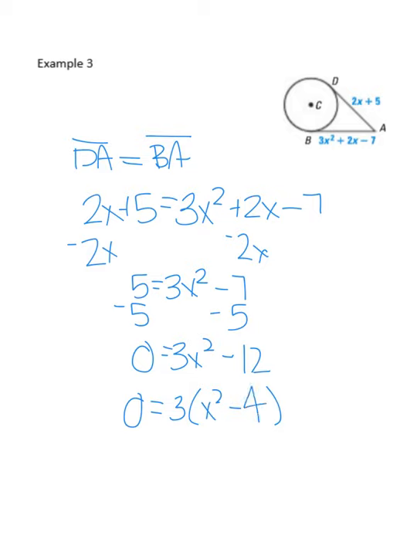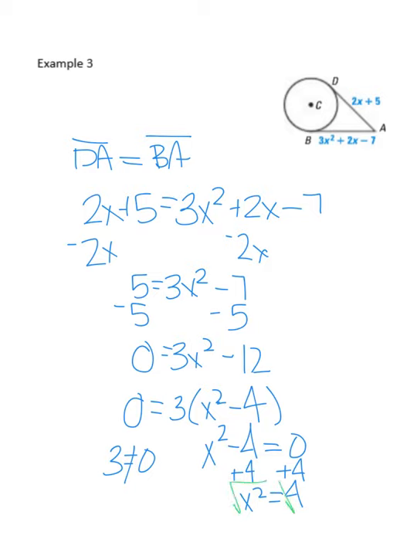All right, what I'm going to do now is solve. So I'm going to say 3 equals 0. We know that's not true. So 3 is not a value. So my other binomial is going to say x squared minus 4 equals 0. I add 4 to both sides. So x squared equals 4. Take the square root of both sides. So x equals 2 is my real solution. And that's what you should know about tangents.